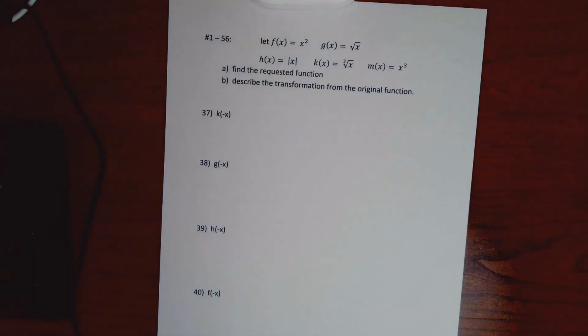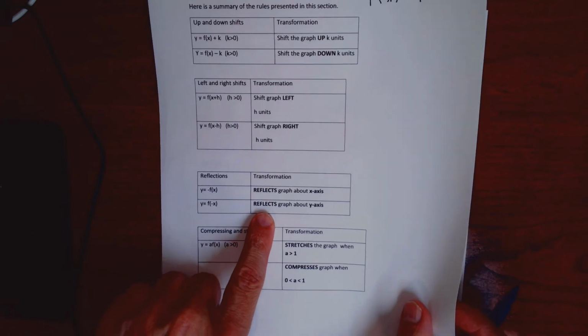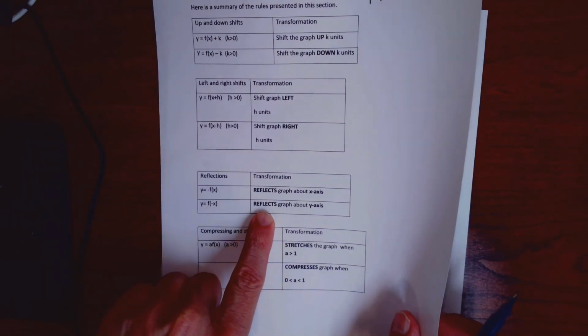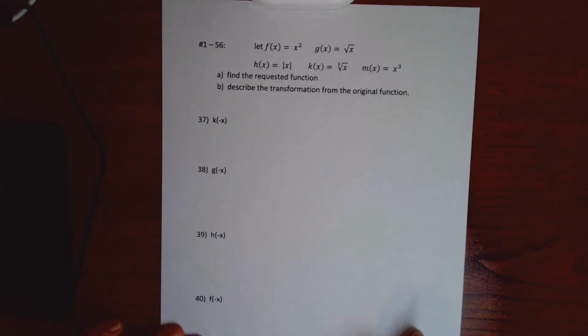The 4 problems on this page all have the negative inside the parentheses, and negatives inside parentheses will reflect the graph over the y-axis. Each one of these, the part B, is going to reflect over the y-axis 4 times.